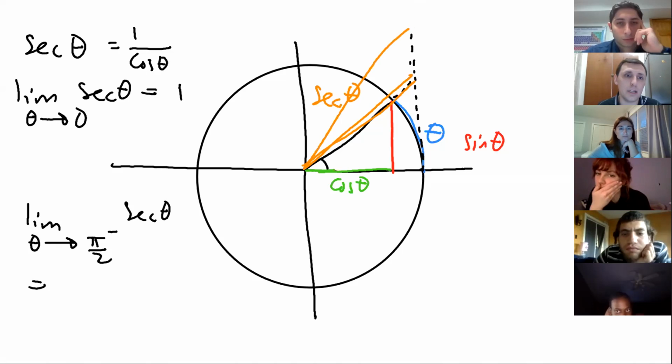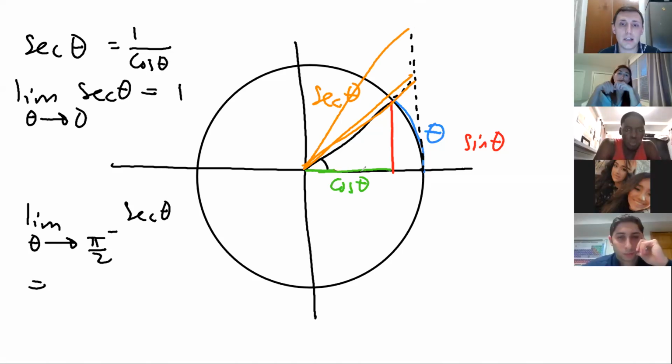You might say, oh, I can do it arithmetically. I can see that cosine approaches 0 when I approach pi over 2, so I divide the hypotenuse, which is 1, by something close to 0, and that will be infinity. Grant, infinity bothers you, huh?